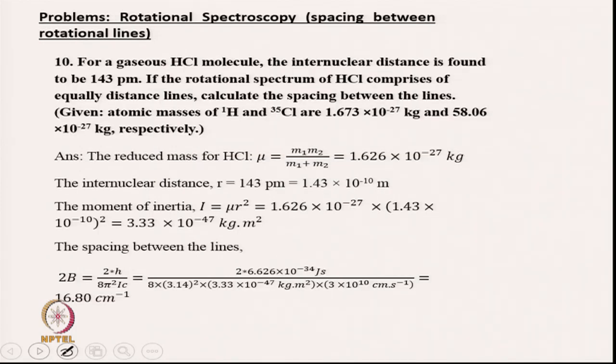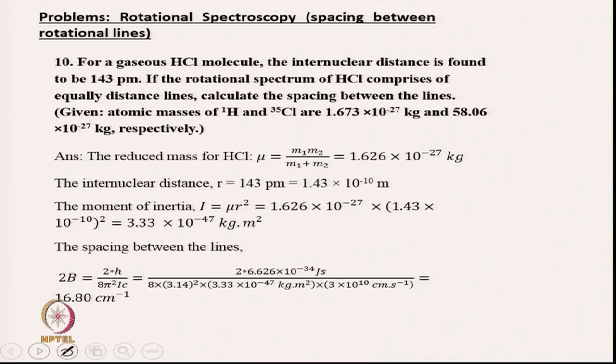Now, after multiple choice questions, let us go to some problems related to rotational spectroscopy, and this question is based on spacing between rotational lines. The question is: for a gaseous HCl molecule, the internuclear distance is found to be 143 picometer. If the rotational spectrum of HCl comprises equally spaced lines, calculate the spacing between the lines.